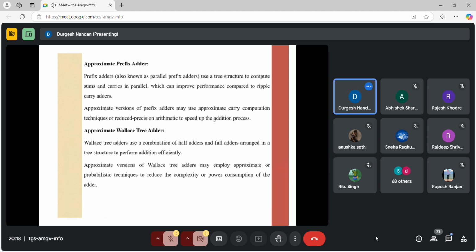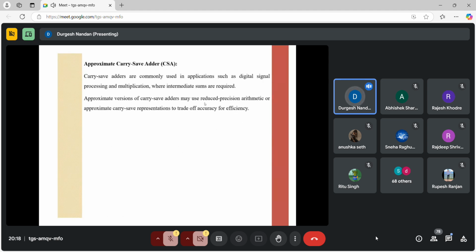In the approximate Wallace tree adder, we use probabilistic techniques to reduce the complexity or power consumption of the adders. Another one is approximate carry save adders. In the approximate version of the carry save adder, reduced precision arithmetic or approximate carry save representation may be used to trade off accuracy for efficiency.